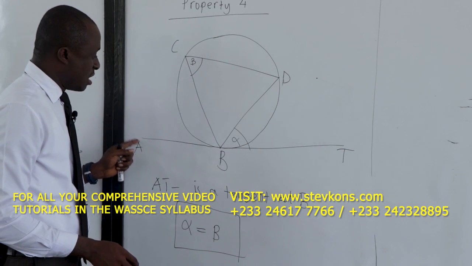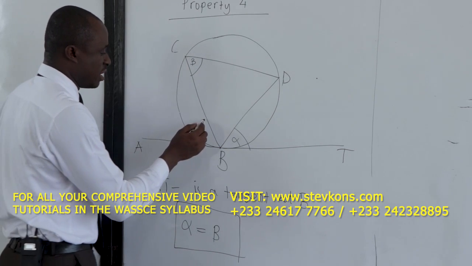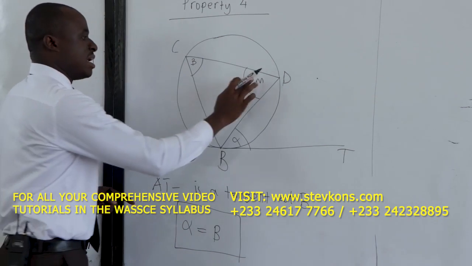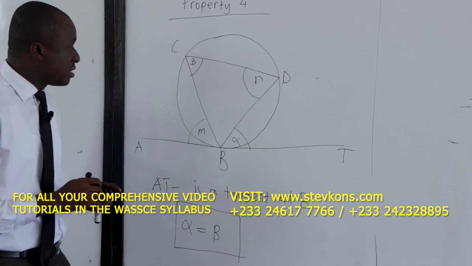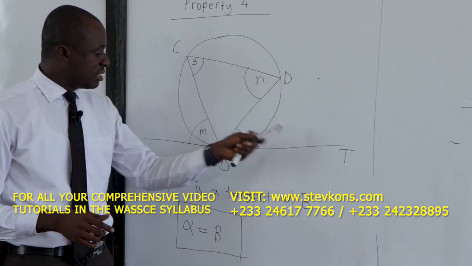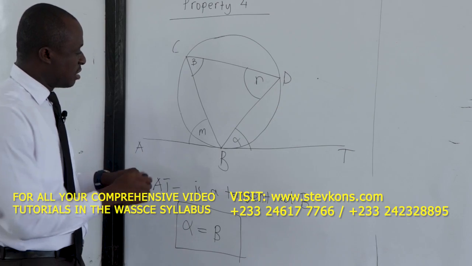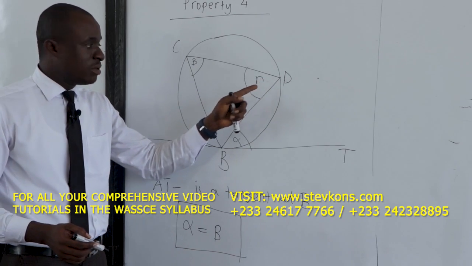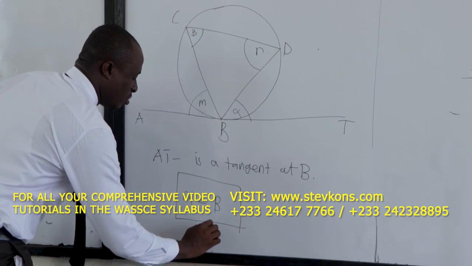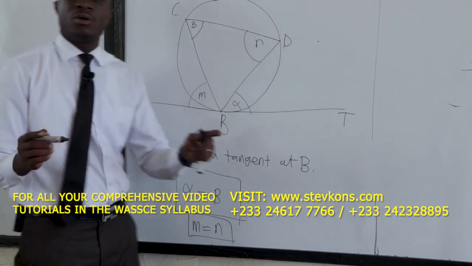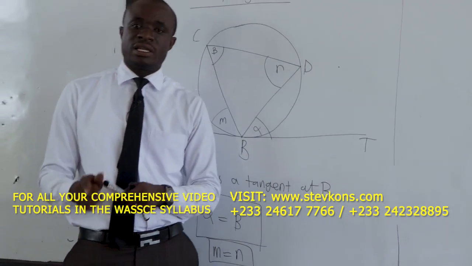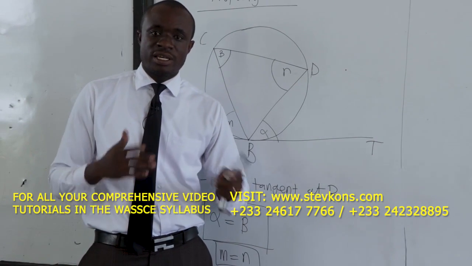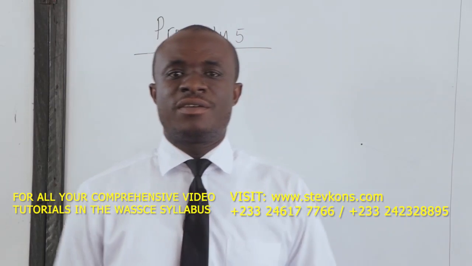We can also see that ABC is making an angle. Let's suppose that the angle over here is M. Let's suppose the angle over here is N. Now, what are we saying? The angle the chord, that is AT or AB, is making, which is M, is equal to the angle the chord CD makes at the alternate segment. So we are saying that M is also equal to N. This is trivia. It is saying that the angle a chord and a tangent make is equal to the angle the chord makes in the alternate segment.